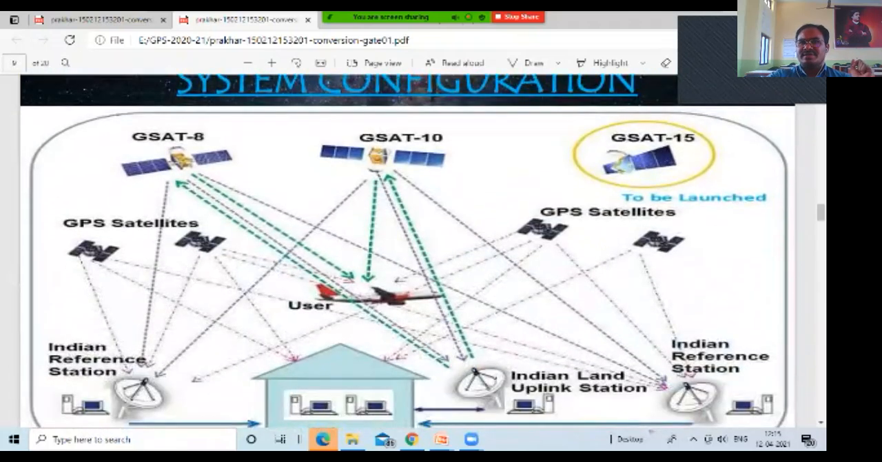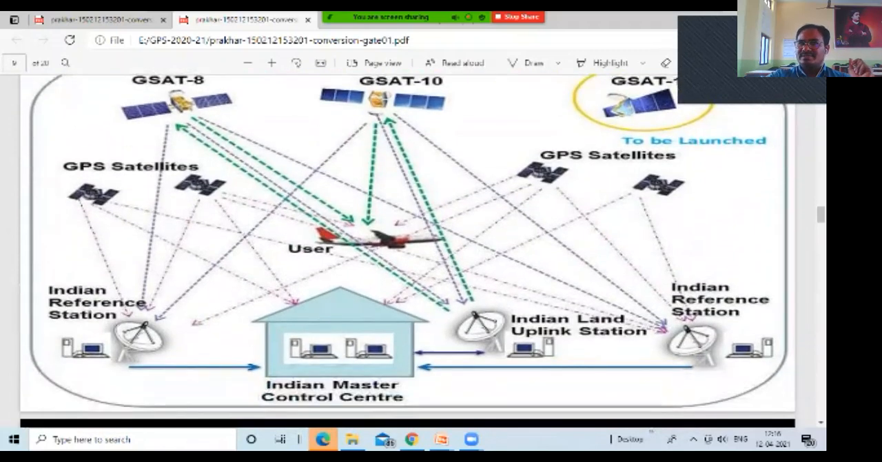And this is the system configuration. GSAT 8, GSAT 10, GSAT 15, that is 3 uplink systems I said. And GPS satellites, 4 satellites. And this is the user or the object which is to be tracked. Generally, we use that as a flight. And Indian reference station. So how many reference stations are there? 15 reference stations are there.